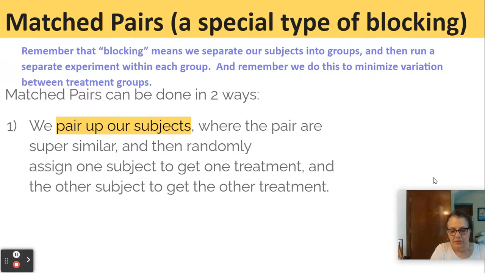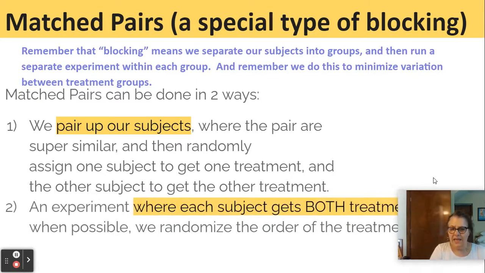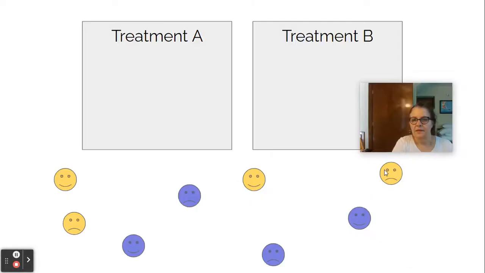The other way that you can do it is where you're still matching them, but then each subject gets both treatments. And I will randomize the order that they get it. So I may say this one's going to get this treatment first, and then they get the other one, and then the other one may get the other treatment first, but they both get both treatments. Okay. All right. So here's an example.